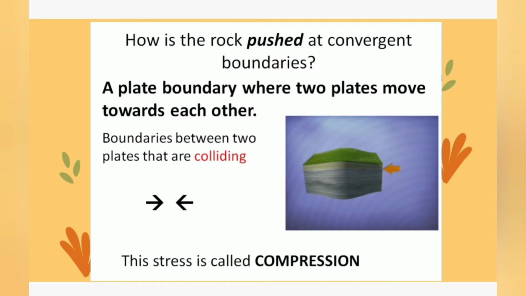How is the rock pushed at convergent boundaries? A plate boundary where two plates move towards each other. So the boundaries between two plates are colliding. The stress is called compression.